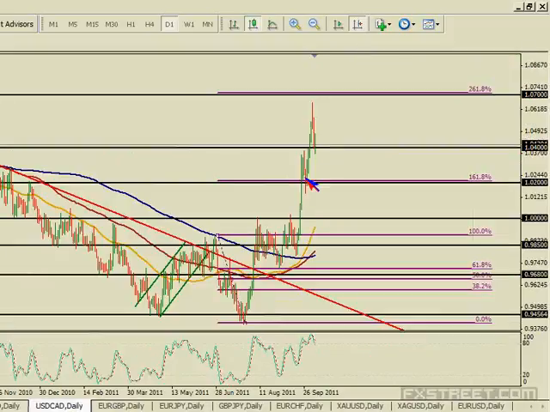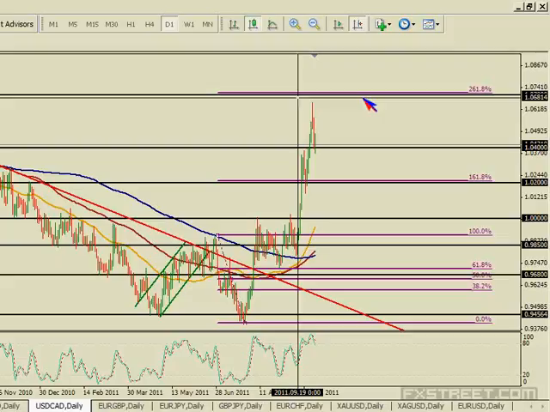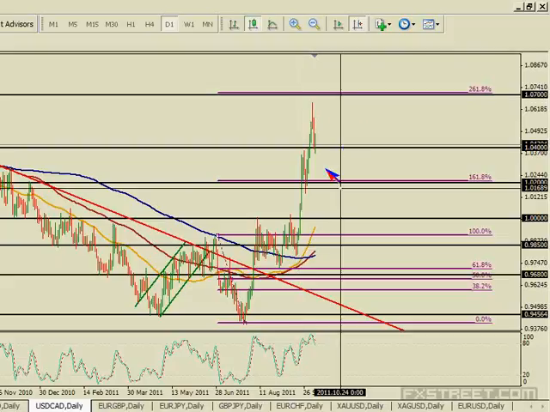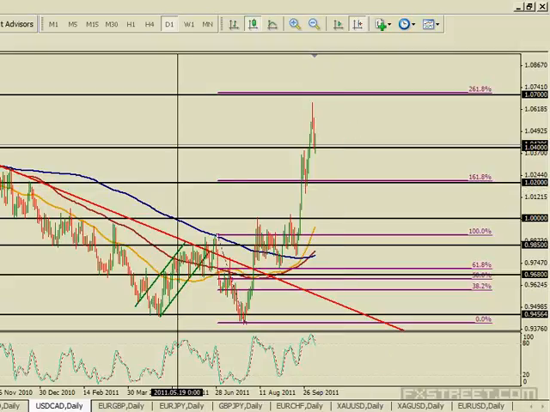Dollar Canada. This is a daily chart of dollar Canada. Phenomenal moves in the past couple of weeks to the upside. Currently targeting 261.8%, around the 107 level. Just shy of that, it pulled back, but it's breaking through successive support and successive resistance levels. Okay, let me quickly go through this.